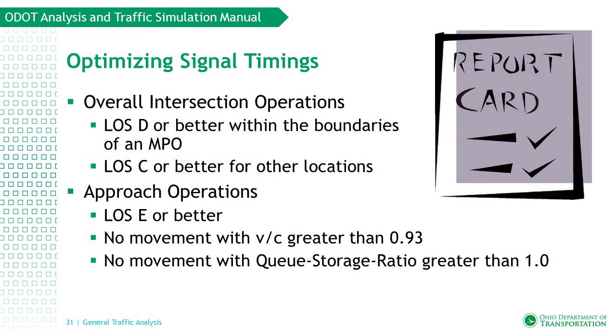The operational goal for the intersection analysis is an overall intersection level of service of D or better for locations within the boundaries of a metropolitan planning organization and LOS C or better for locations outside of an MPO boundary. Levels of service for each approach should be E or better and no individual movement should have a volume to capacity ratio greater than 0.93. In addition, the queue storage ratio from HCS analysis should be less than 1 for all movements. If the queue storage ratio goal cannot be met, Transmodeler may be needed to determine if queuing impacts upstream intersections.